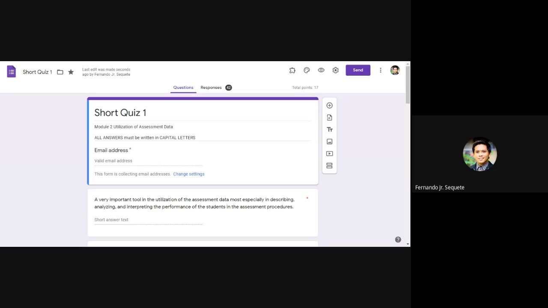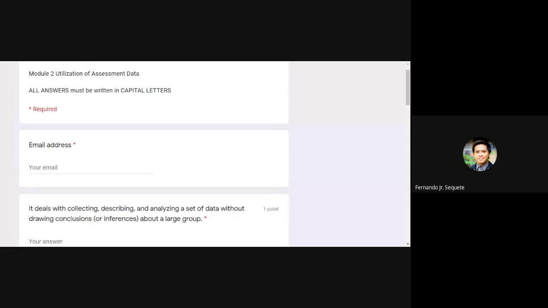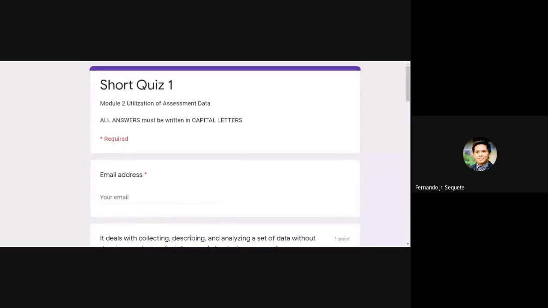Okay, so let's run through this one. That one, short quiz. I hope it's visible. Okay, do I have to zoom it in? So I will zoom it in for you. Please take note of the instruction. Module D, this is what I always repeat during the orientation, that you really have to read the instruction first before you proceed with answering it.